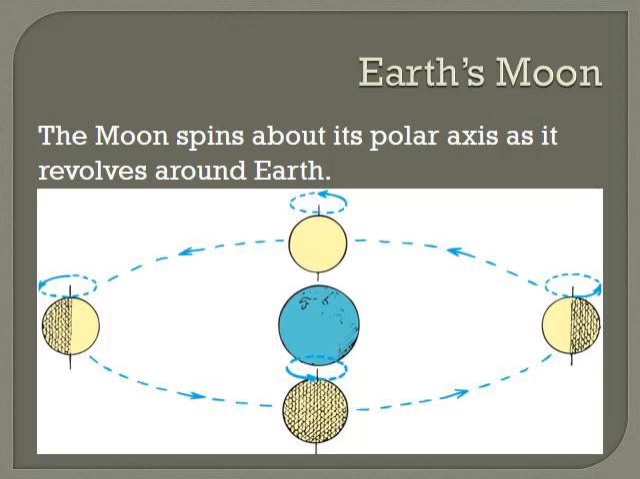the shadowed part of the moon here, of course the blue is the earth and the yellow circles are the moon.